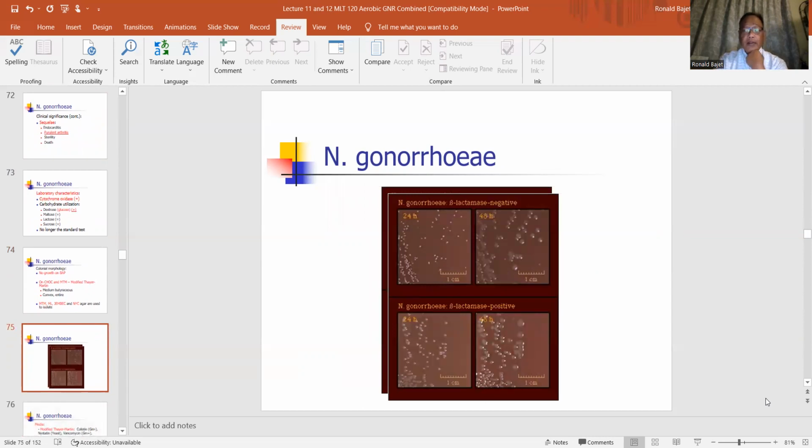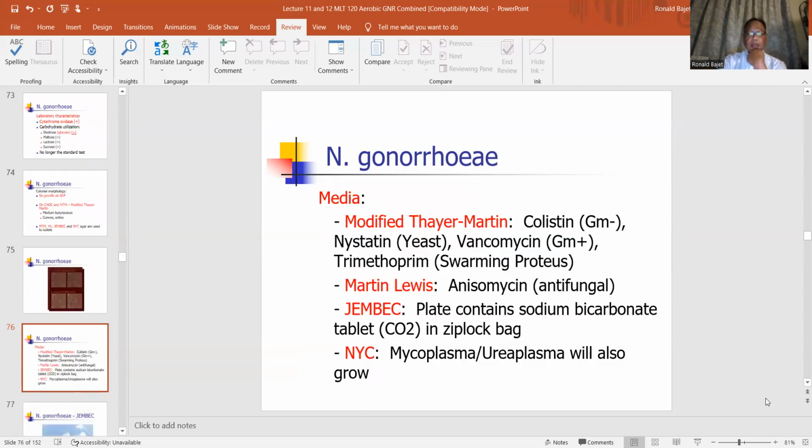And this is what it looks like on modified Thayer-Martin. If you look at it closely and compare it to the other species of Neisseria, like meningitidis, lactamica, and zikae, look for similarities or differences. Media for Neisseria gonorrhoeae, like I said, modified Thayer-Martin, consists of colistin to inhibit gram-negatives, nystatin to inhibit yeast, and vancomycin to inhibit gram-positive organisms. Trimethoprim, which is a sulfa antibiotic, will inhibit swarming Proteus.